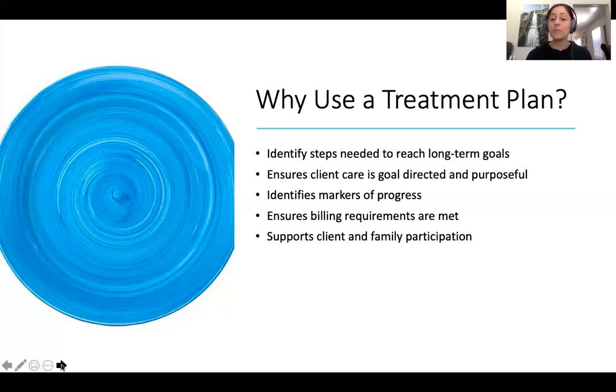Having a clear treatment plan with goals and interventions also helps ensure that you're meeting billing requirements. Insurance companies and the Department of Mental Health want to know what you're working on and how you're doing it. Further, auditors want to be able to see that your treatment plan is consistent with the identified functional impairments in your assessment. I'm sorry, I said that backwards. Auditors want to see that your treatment plan is consistent with the identified functional impairments in your assessment.